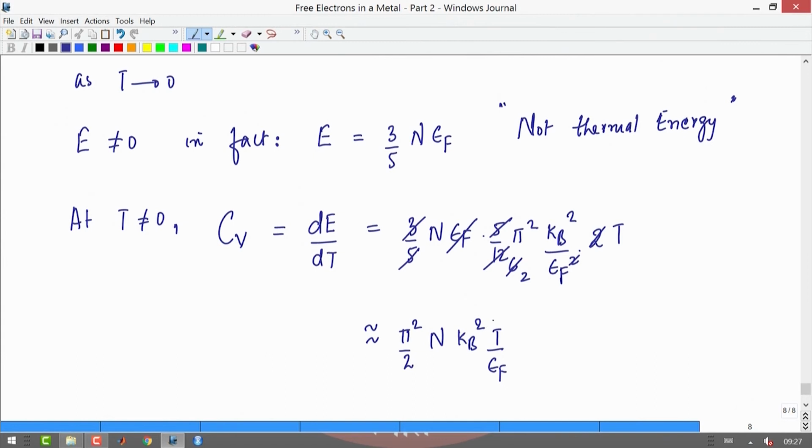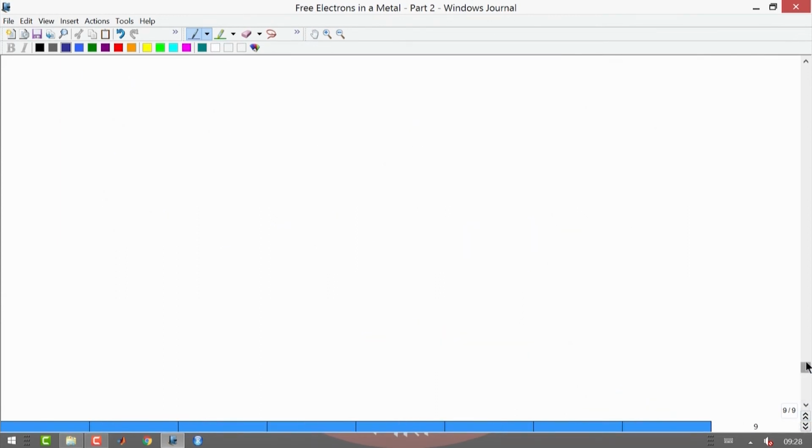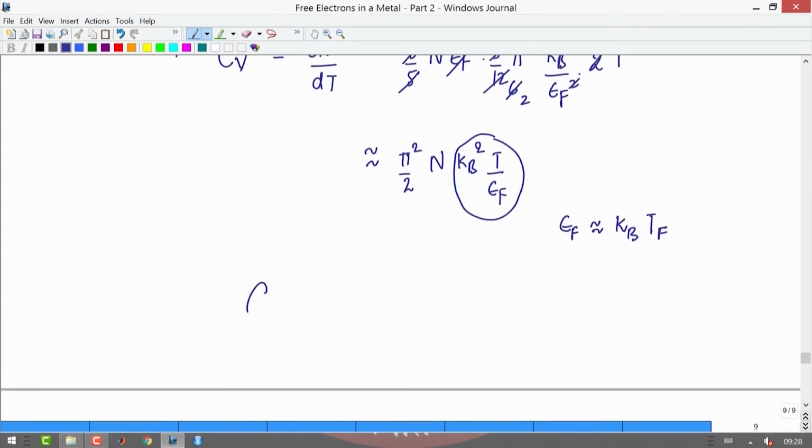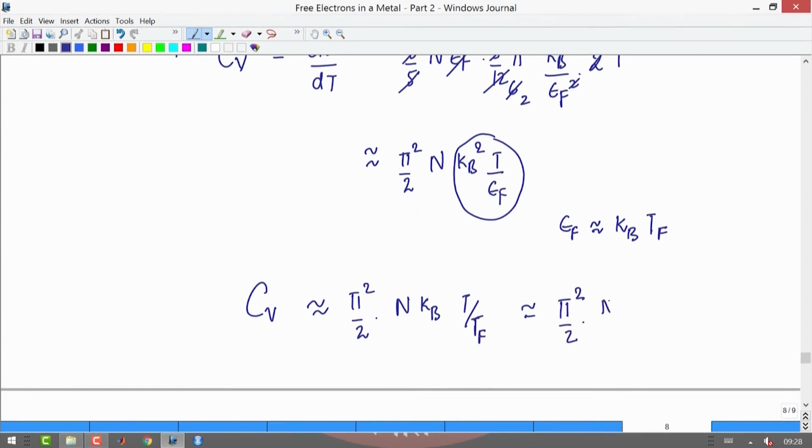Now, I can do something with this. I can say that my Fermi energy is, in order to express it in terms of a temperature scale, I am going to write it as kBTF. So, my heat capacity due to thermal energy is now pi square by 2 into n times kB into T over TF, and I am going to rearrange this basically in some way. I am going to write it as pi square by 2 into n into T by TF, the entire thing times T.